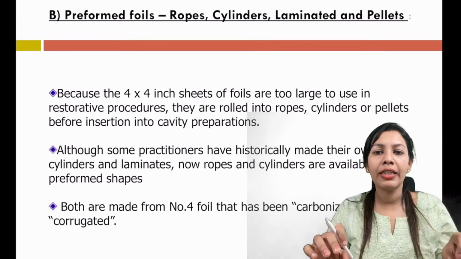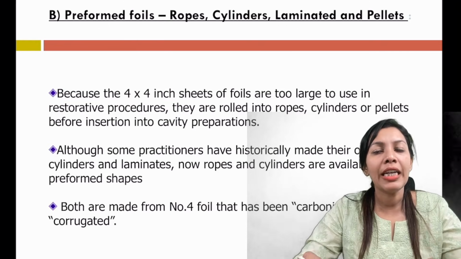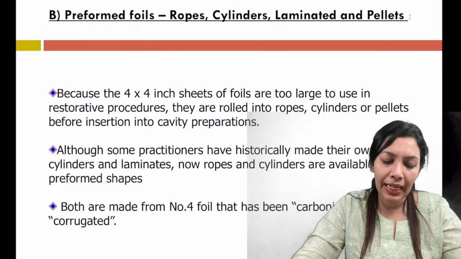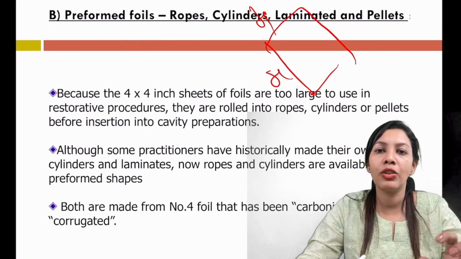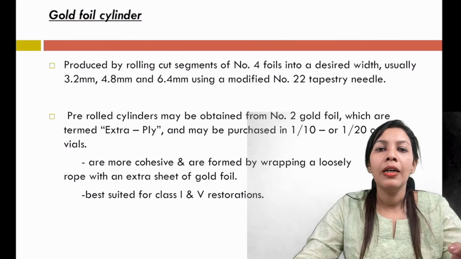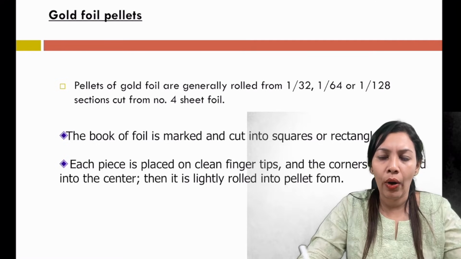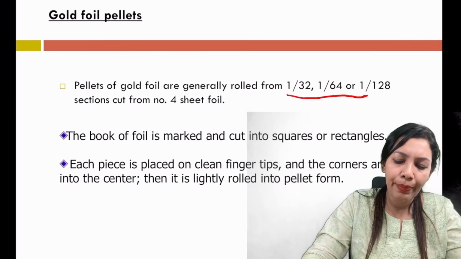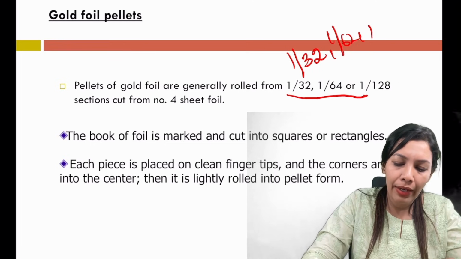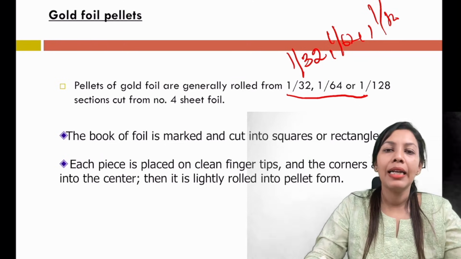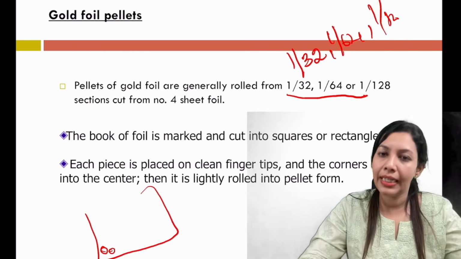Rope will be an elongated form. It will be applied in the cavity, and we will be condensing it. Normally ropes and cylinders are made from a 4 by 4 inch sheet. Again, cylinders and pellets we take from that 4 inch sheet foil, and there are various shapes and sizes: 1 by 32, 1 by 64, and 1 by 128. These pellets are placed in the cavity, and we will be doing the condensing.